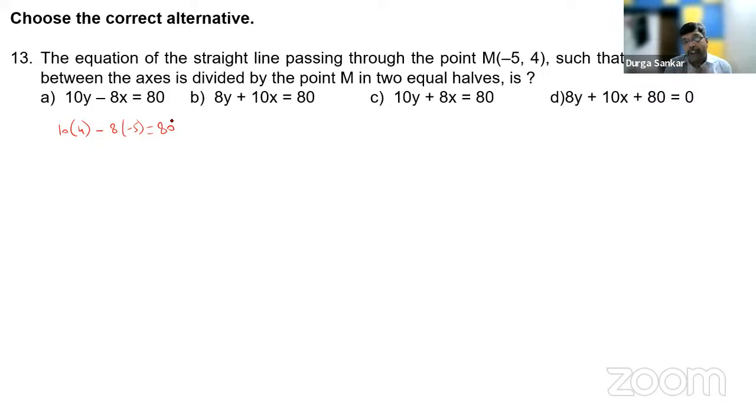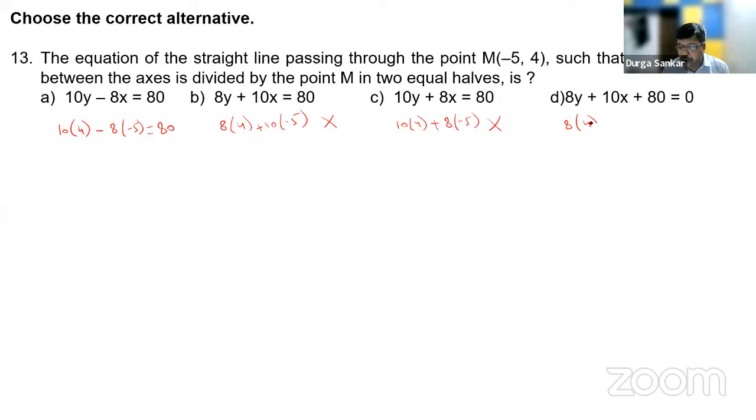So when we go by the answer choices, remember, we can only eliminate choices. We usually do not choose an option because it is satisfying. We choose an option because the rest are not satisfying. So if I look at the second option, now 8 into 4 plus 10 into -5 is definitely not 80. 10 into 4 plus 8 into -5 is definitely not 80.